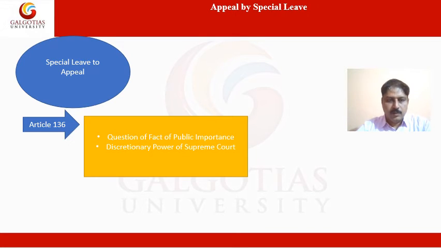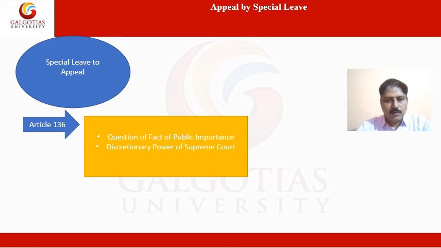Under it, in suitable cases, the Supreme Court can hear and even disregard the limitations contained in Articles 132 to 134 in its appellate jurisdiction and hear appeals which it could not otherwise hear under these articles. Articles 132 to 134 deal with the right of appeal against the final decision of the High Court.